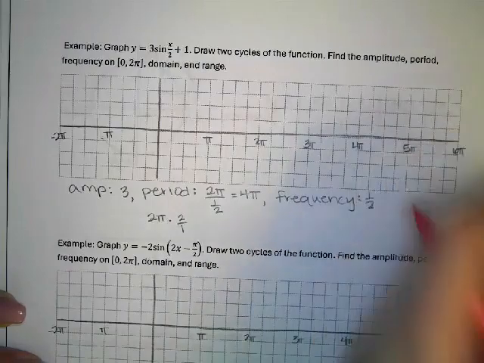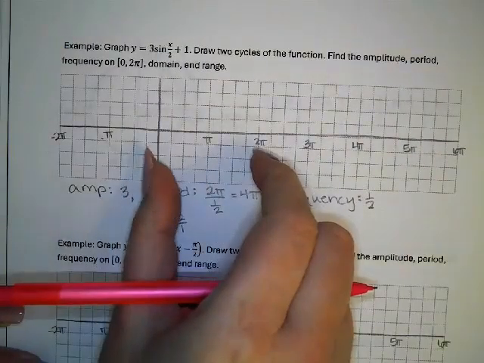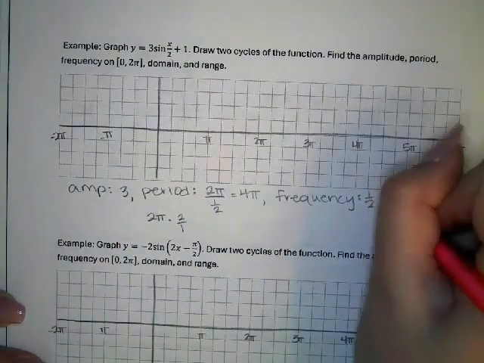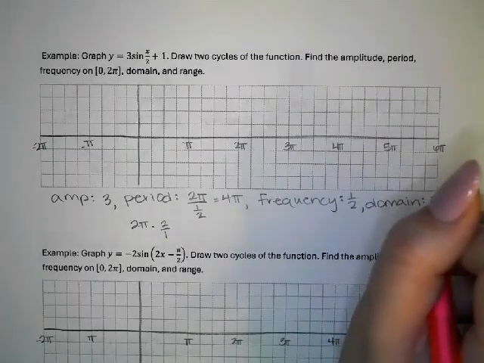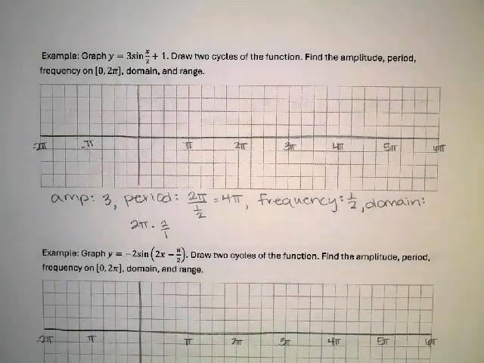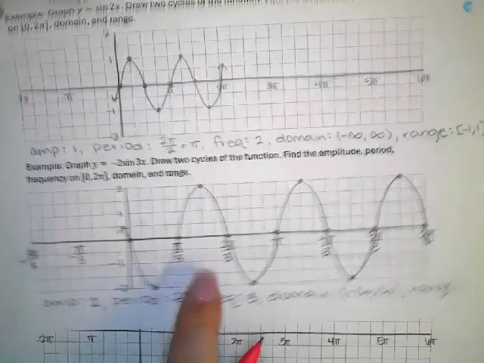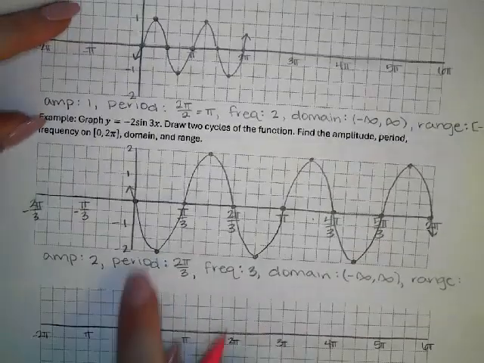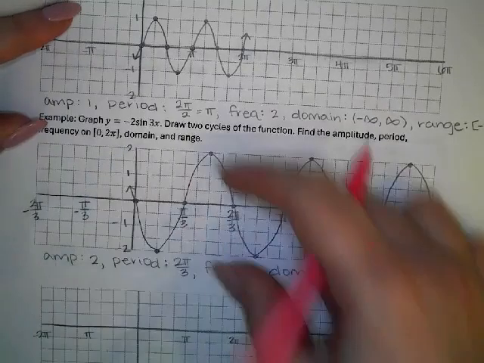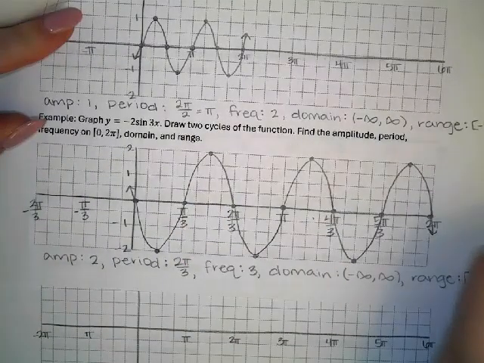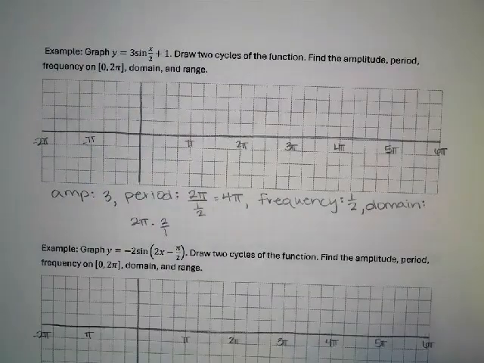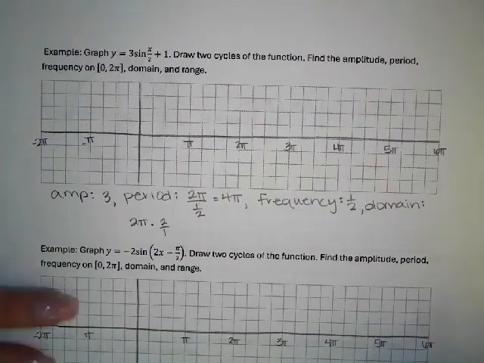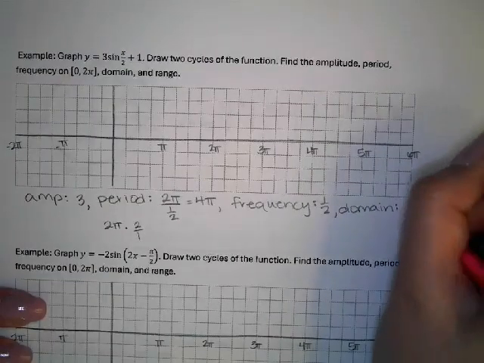And then we've got the domain. I just realized I didn't do the range for that previous problem. Let me go ahead and do that now. So this problem right here, the range is from -2 to +2. Okay. All right, so for this one, domain is -infinity to infinity. And then we're going to write the range at the end of the problem, hopefully, if I remember it.